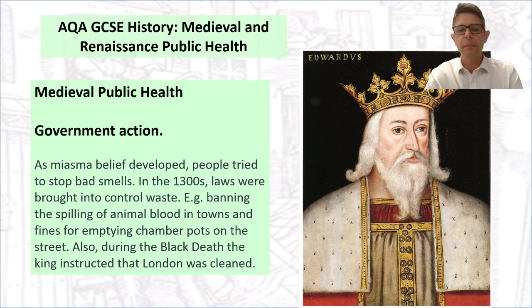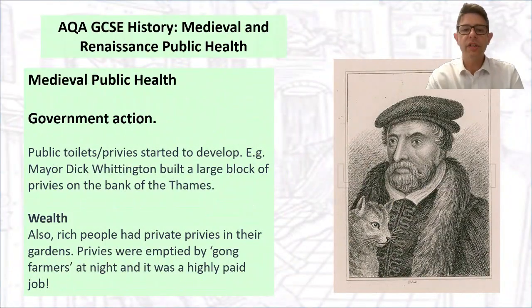We've got the Black Death. King Edward is instructing people to tidy up the city of London because it smells so bad. You've also got some government action with the development of privies and toilets. So the pantomime famous character Dick Whittington was a real mayor of London. He built a block of privies along the bank of the River Thames to obviously try and tidy up the waste in London.